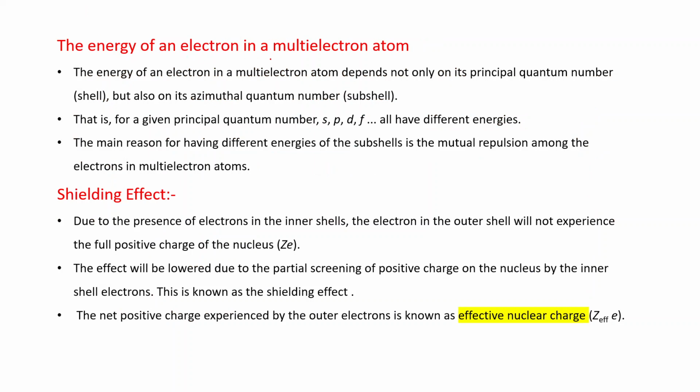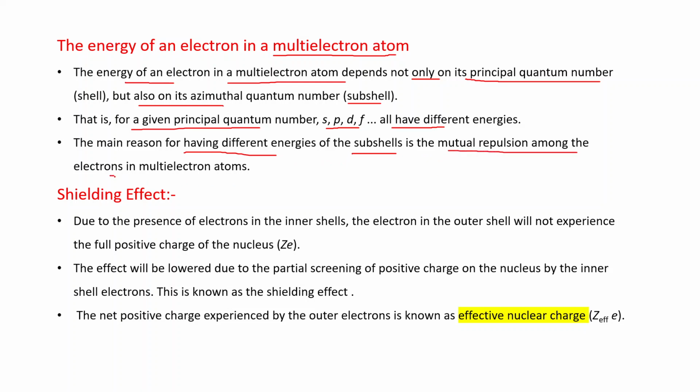The energy of an electron in a multi-electron atom. Multi-electron means more than one electron. The energy of an electron in a multi-electron atom depends not only on its principal quantum number, that is shell, but also on its azimuthal quantum number, that is subshell. That is, for a given principal quantum number, s, p, d, f all have different energies. The main reason for having different energies of the subshells is the mutual repulsion among the electrons in multi-electron atoms.